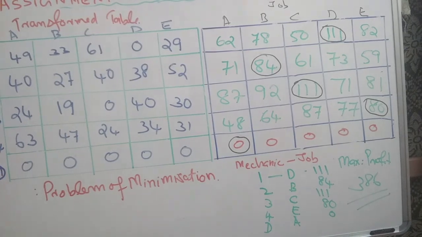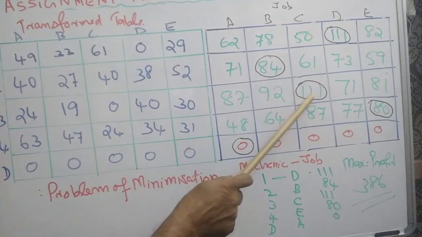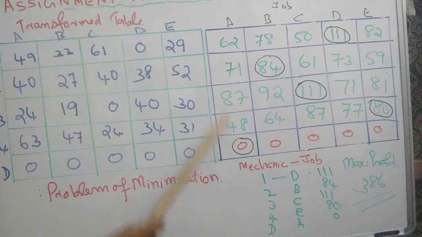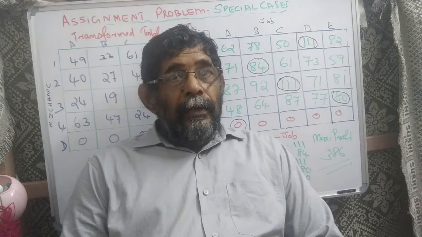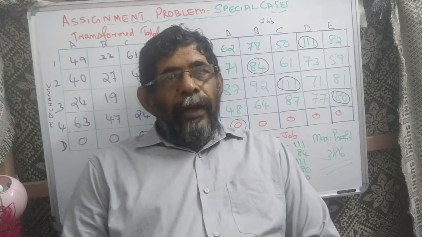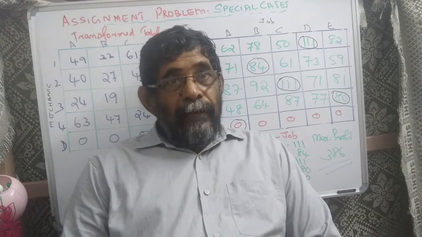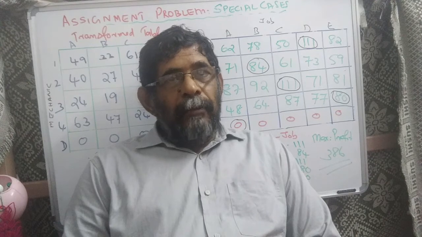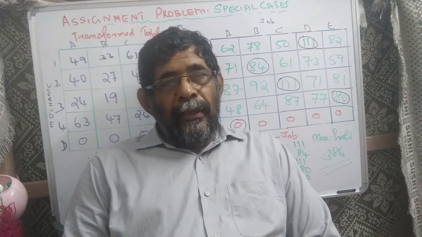There are two situations: assignment 1 to D, 2 to B, 3 to C, 4 to E, and the dummy receives job A. Now it is time for winding up this class. In this class, we discussed in detail the special cases of assignment problem. Assignment problem is a problem of optimization.